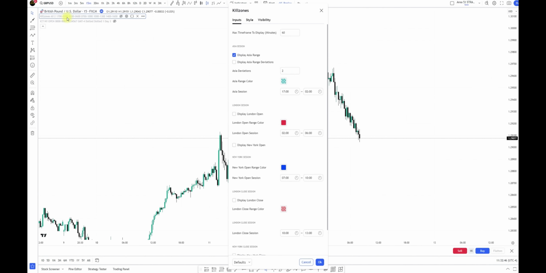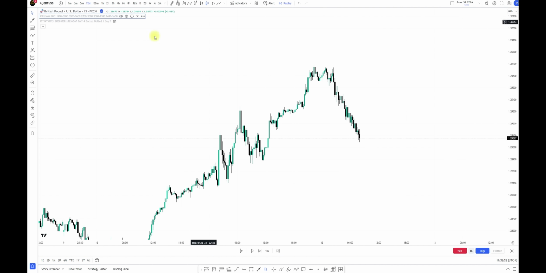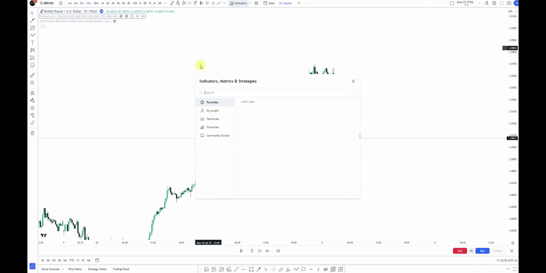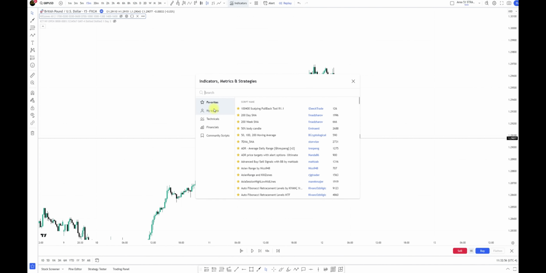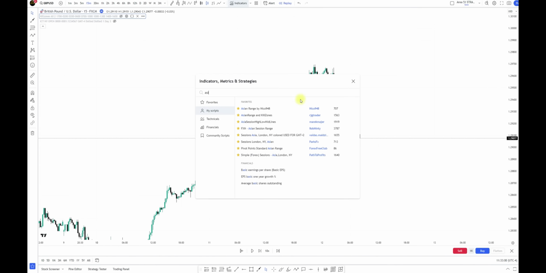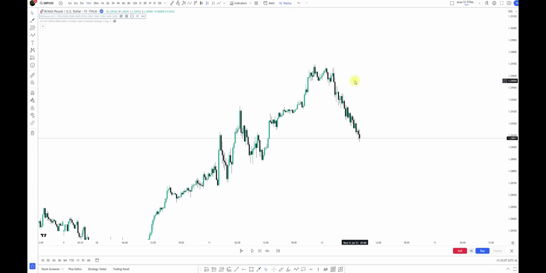By the way, I'm using the Kill Zone Asia Range indicator by RJG Trader. A lot of you guys have been asking me this question, and I answer it almost every time. I use this indicator because it saves me time. Instead of marking it myself, it saves me a lot of time.